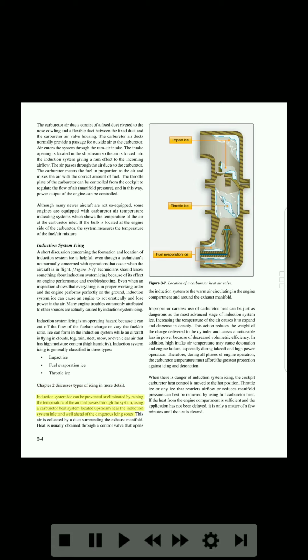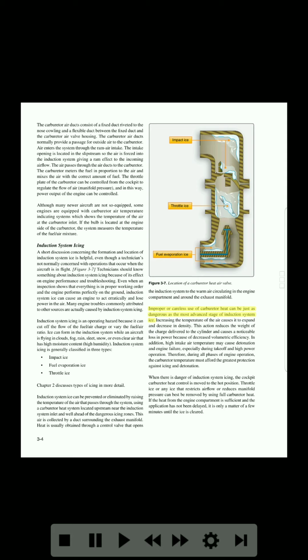Induction system ice can be prevented or eliminated by raising the temperature of the air that passes through the system, using a carburetor heat system located upstream near the induction system inlet and well ahead of the dangerous icing zones. This air is collected by ducts surrounding the exhaust manifold. Heat is usually obtained through a control valve that opens the induction system to the warm air circulating in the engine compartment and around the exhaust manifold. Figure 3-7. Location of a carburetor heat air valve.